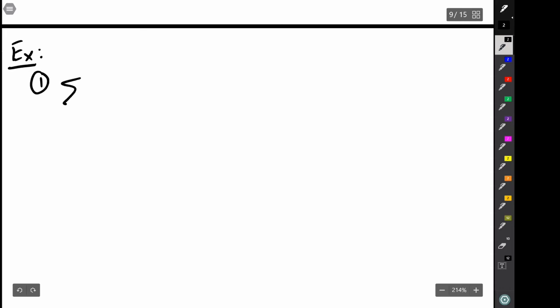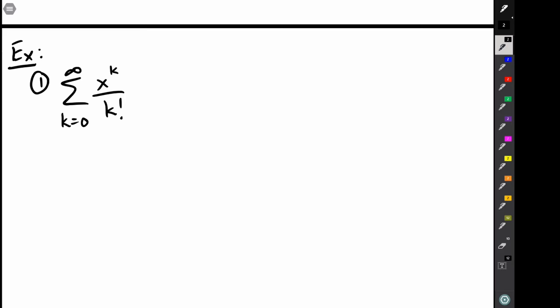Let's start with the series, the sum from k equals 0 to infinity of x to the k over k factorial. Hopefully you recognize this series. This is the power series, the Maclaurin series even, for e to the x. This is quite an important series. I strongly recommend trying to remember this one.